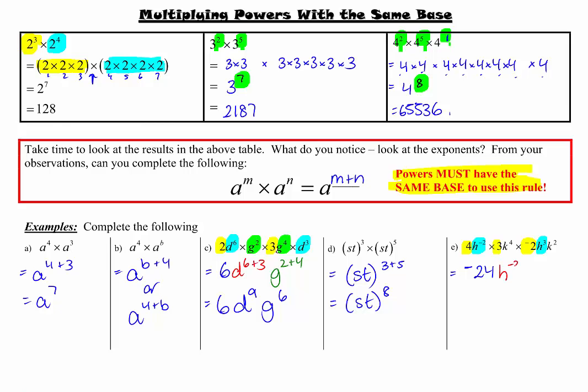is h to the negative 2 plus 3, because we're multiplying. And then I've got k's. K, 4 and 2, so I add them. So that gives me negative 24. H, negative 2 plus 1 is 1, so I don't need to put that power of 1. K, 4 plus 2 is 6.